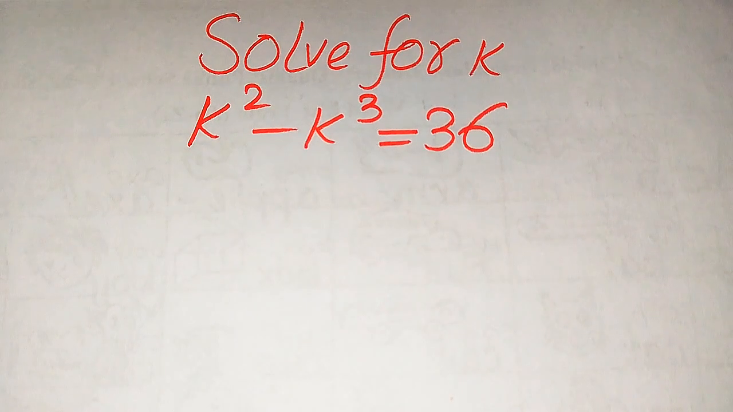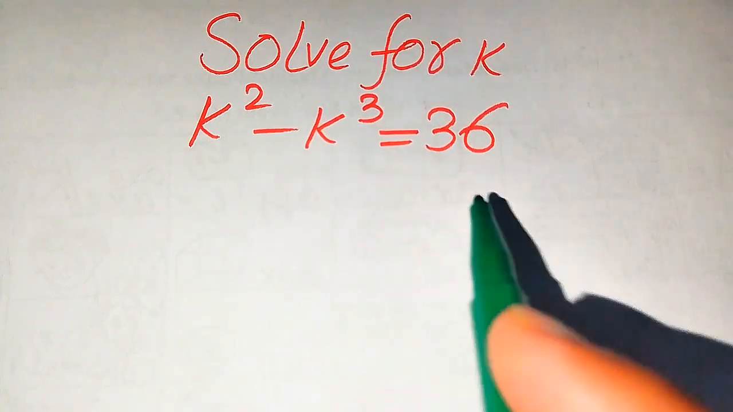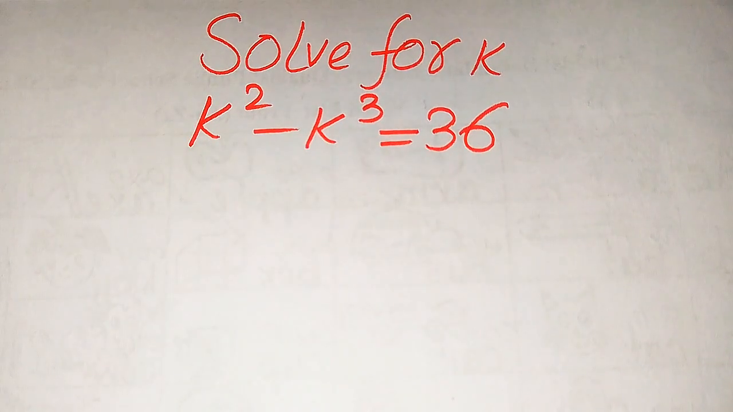Hello everyone, how to solve this problem for the values of k if we have k square minus k cubed is equal to 36. We solve this problem for all the values of k. So here we find all the roots or all the solutions of this equation.